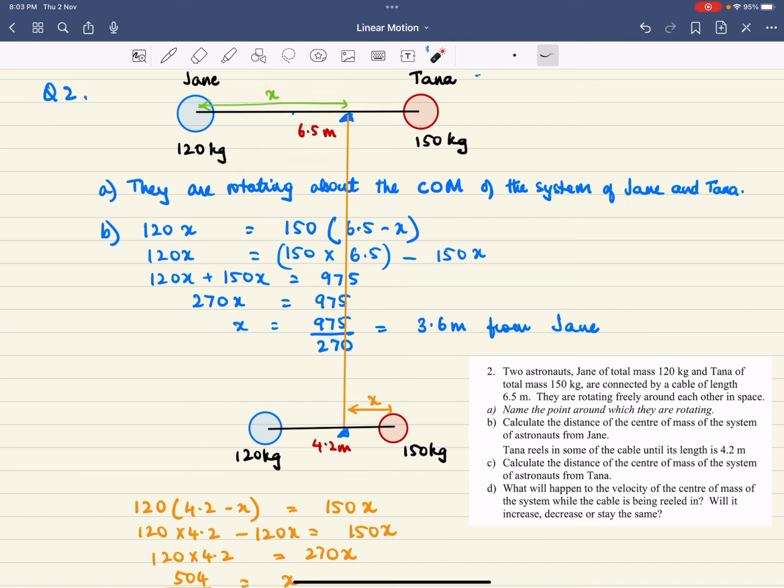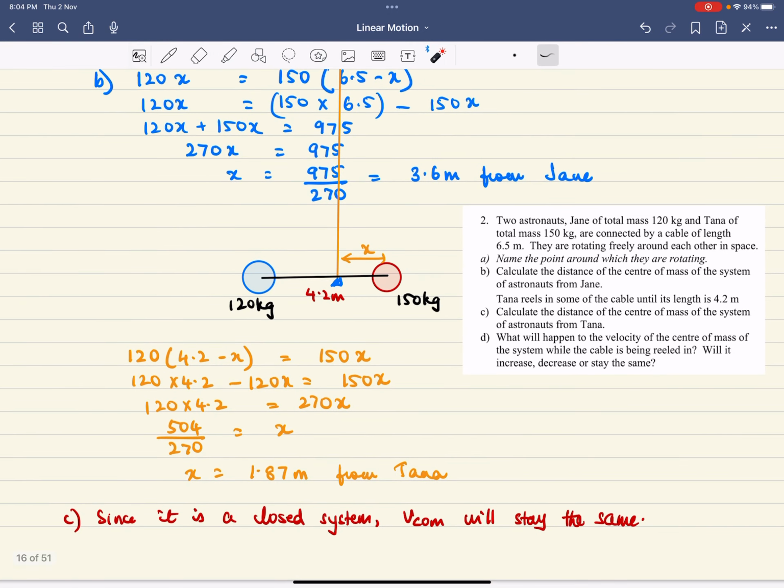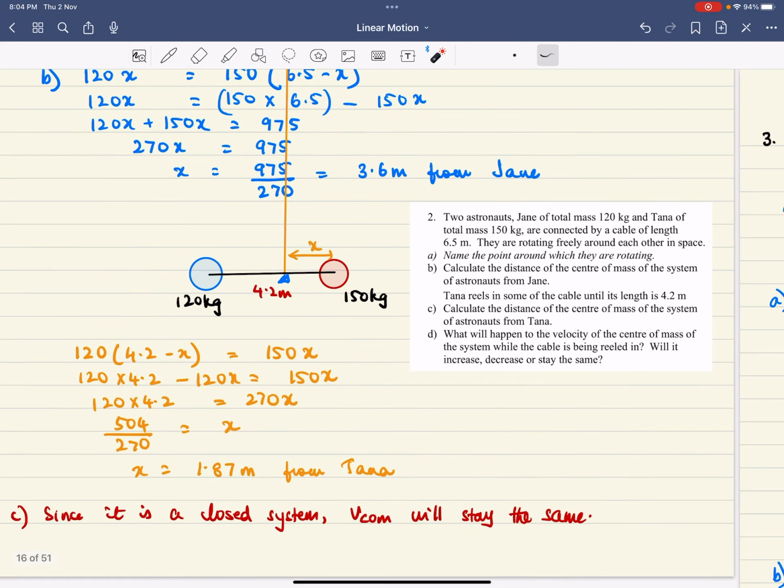And then later on it says Tana reels in some of the cable, so it's shorter. But even though the length of the cable is shorter, the center of mass will still be at the same point, and that's why I've drawn this line through, so that doesn't shift. Okay, so then we've got to find that x, and that's this question. And why does it not shift? Because it's a closed system, and the velocity of the center of mass will also stay the same.